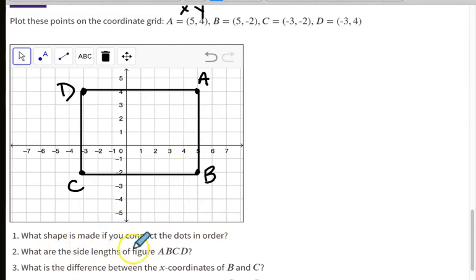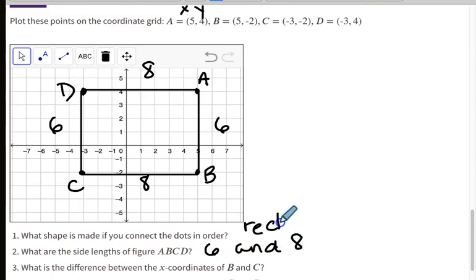What are the side lengths of figure ABCD? The side lengths, well, from here to here is how many units? This was 3 units, and then this is 5 units, so that's an 8, and if that one's an 8, so is this one. And then how long are these side lengths? This is 2 units down, and this was 4 units up, so a total of 6. So the side lengths are 6 and 8, and it made a rectangle.